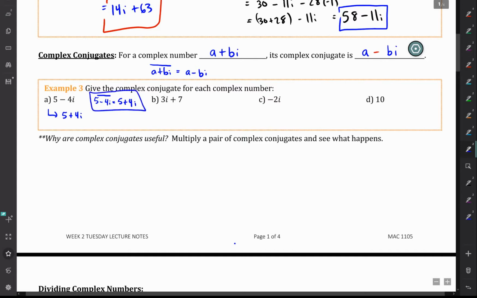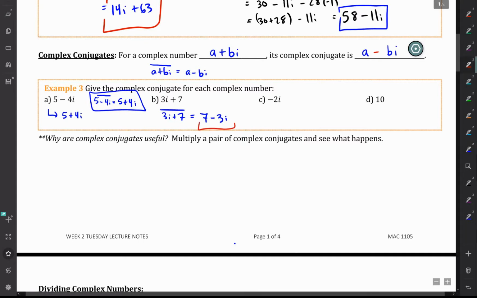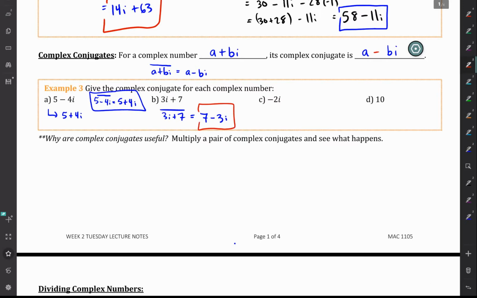Okay, so now let's take the complex conjugate of 3i plus 7. That's going to become 7 minus 3i, because remember, you're changing the sign of b and not the sign of a. In this case, a is 7, b is 3. So the complex conjugate is 7 minus 3i. Alright, try to do part C and D on your own, and then check back in with this video.